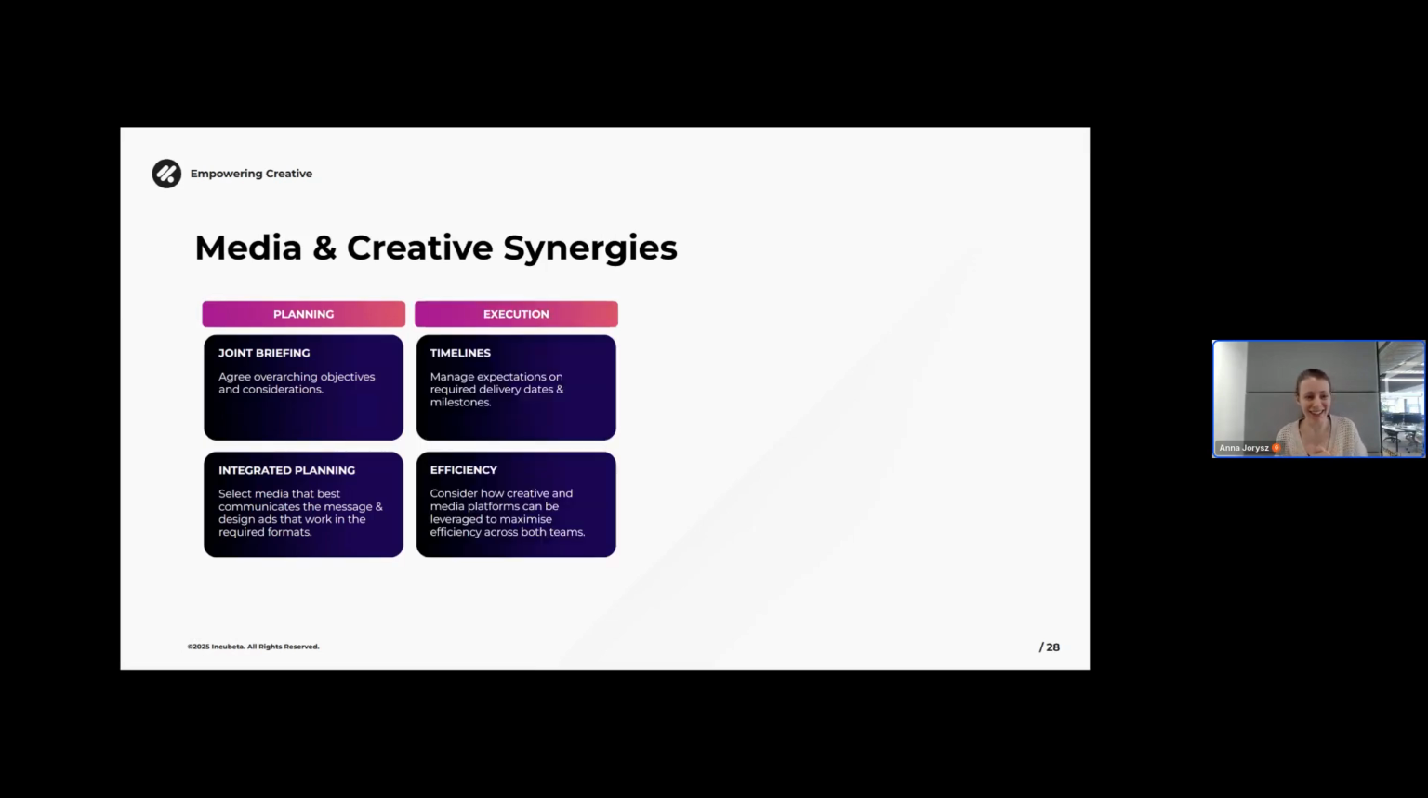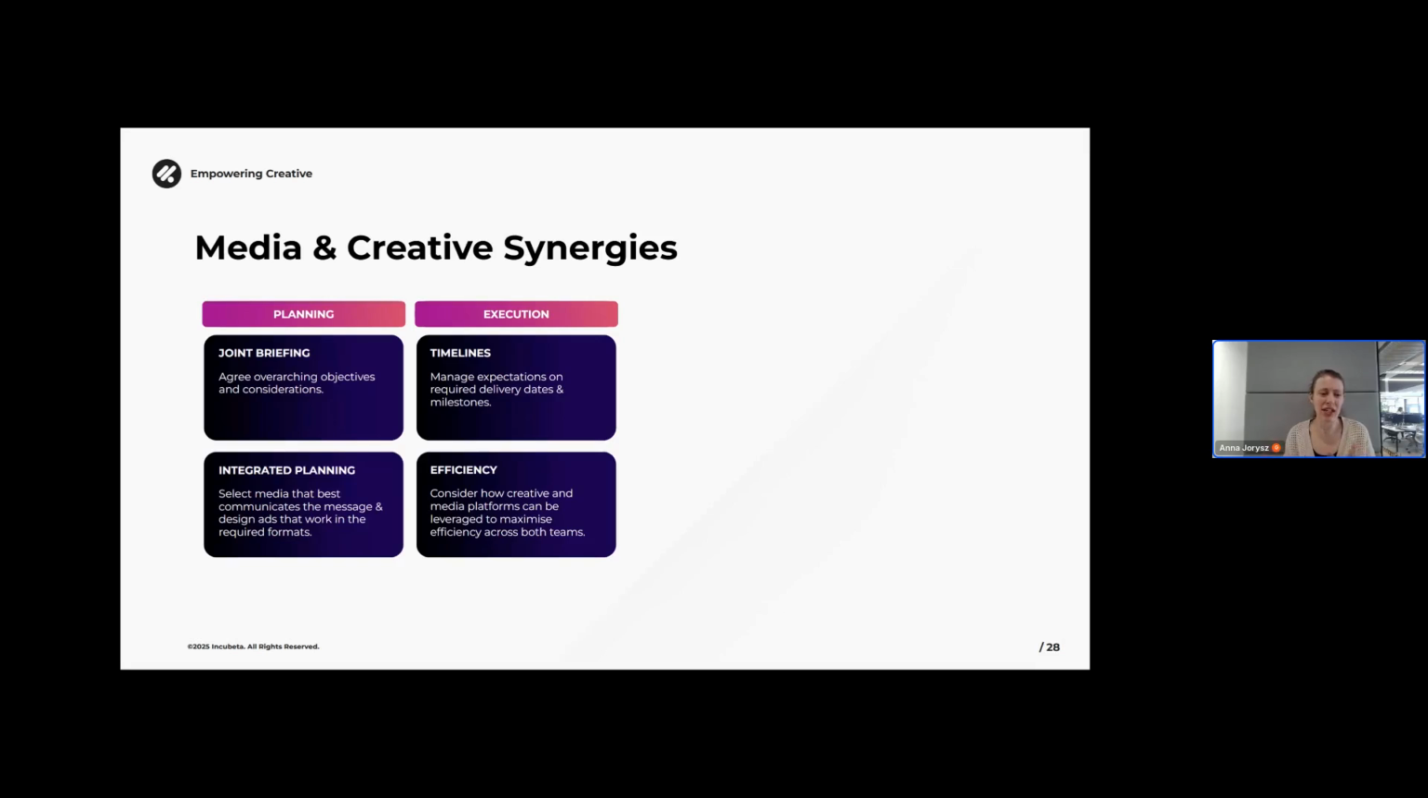Execution, again, start with what you'd hope is an obvious point, just around timelines, managing expectations on both sides. When does the media team actually need the creative in order to get it through all the approval processes? Creative teams tend to think it's the day before. In practice, that is not true. So making sure that's all clear, and also that there's enough time for feedback, so that if things don't look like they're going to work, there's the time to make those adjustments.